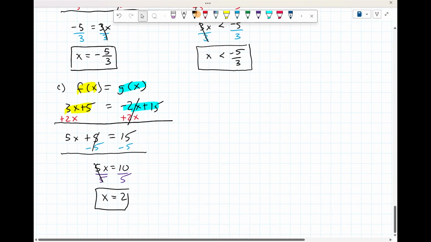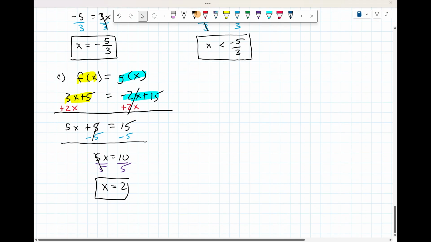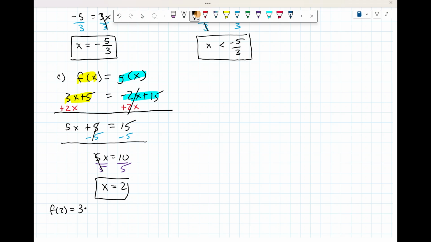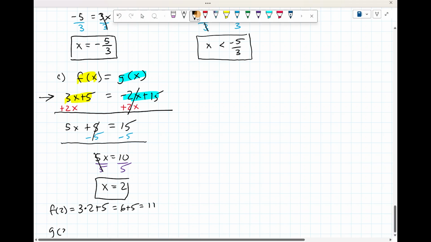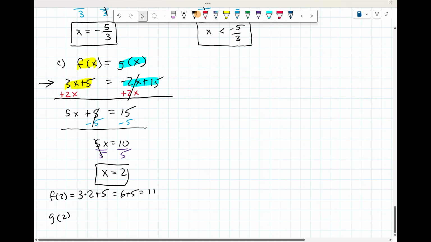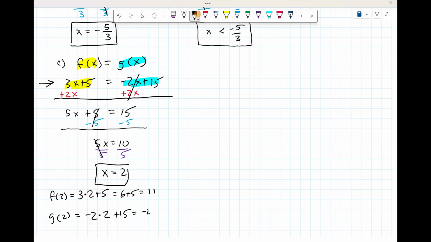And let's double check that this is true. F of 2 is equal to 3 times 2 plus 5, which is 6 plus 5, which is 11. G of 2 is equal to negative 2 times 2 plus 15, which is negative 4 plus 15, which is 11. That checks out. So that is when they are equal.